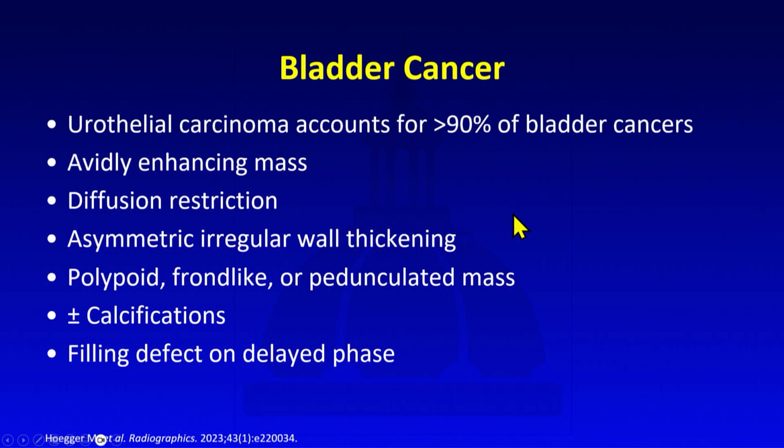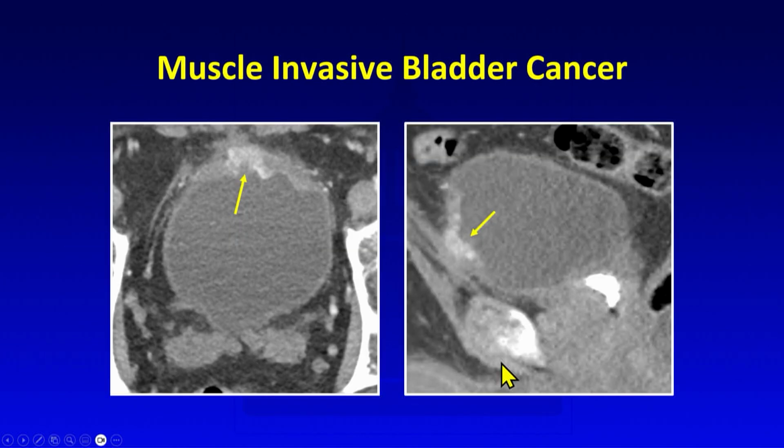I'll finish up the discussion with bladder cancer. We have a whole bladder talk in the GU section on Wednesday. But basically, urothelial carcinoma accounts for most of the bladder cancers. Usually, they avidly enhance, and they will restrict. They can be seen as a polypoid mass or some asymmetric bladder wall thickening. And we usually think of them as a filling defect on the delayed phase.